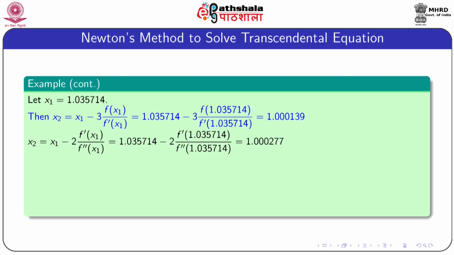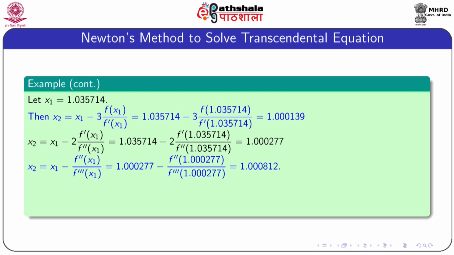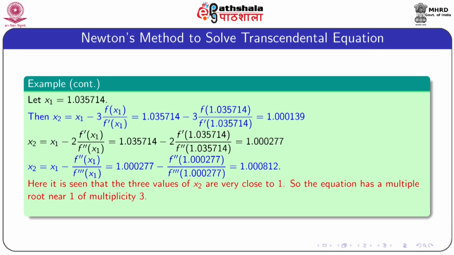and the second formula to get the second approximate value x2 is x1 minus 2 into f prime x1 by f double prime x1. After simplification, it is equal to 1.000277, and the third formula gives the value of x2 as 1.000812. So in this case, we see that the three values of x2 are very close and close to 1. So the equation has a multiple root near 1 of multiplicity 3, because three values are close to 1.